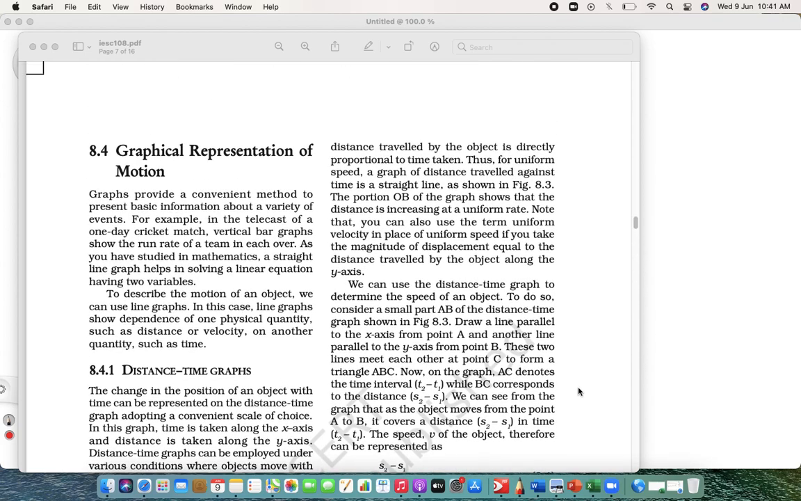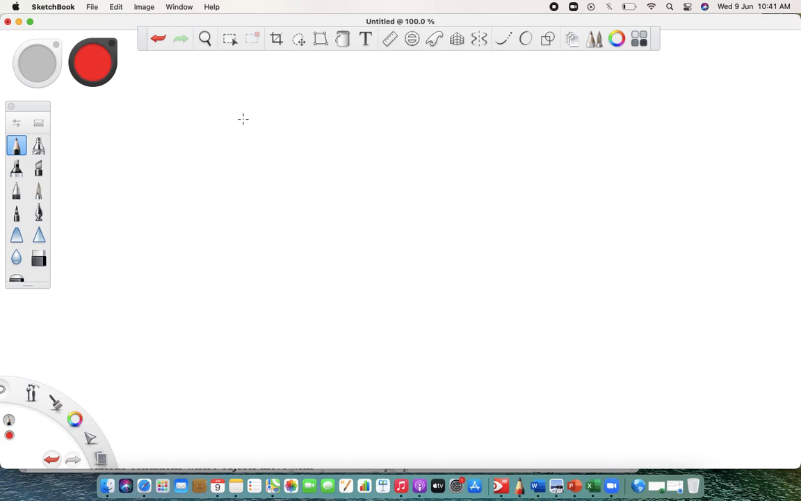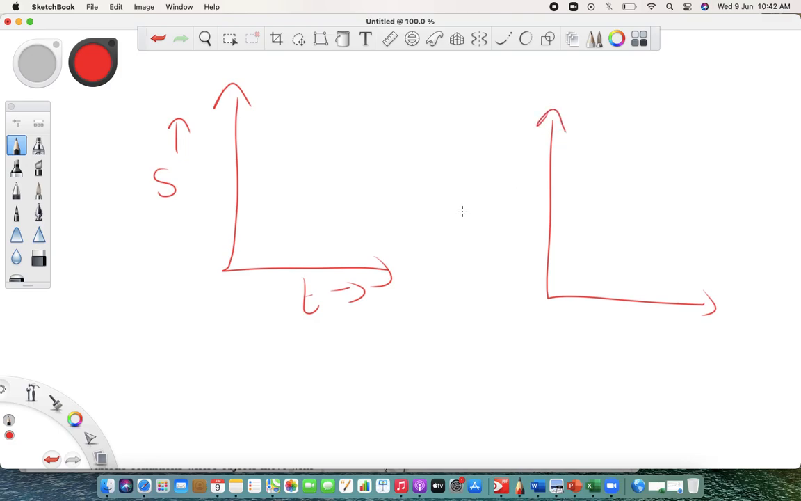Today we are going to see what is the graphical representation of motion. In graphical representation, there are two types of graph available. One is the distance versus time graph, so we have to represent distance here and time here. And the second is the velocity versus time graph. The first thing we are going to see is a distance versus time graph. Let me show you the first one.